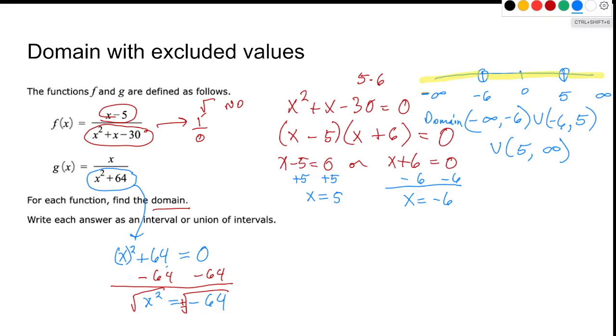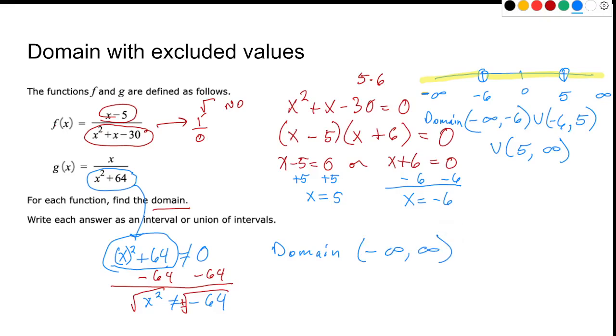So what does that mean? We are scot-free, right? With this particular one, our domain, what we say is this can never happen with a real number. So the domain is everything. It goes from negative infinity to positive infinity. Nothing needs to be excluded.